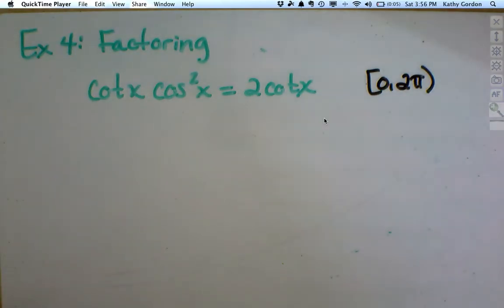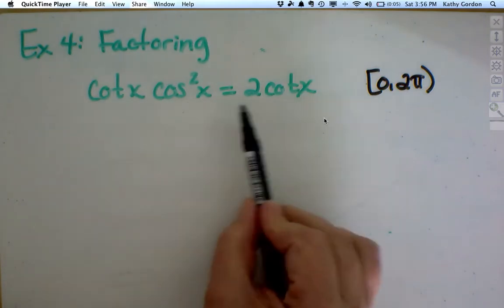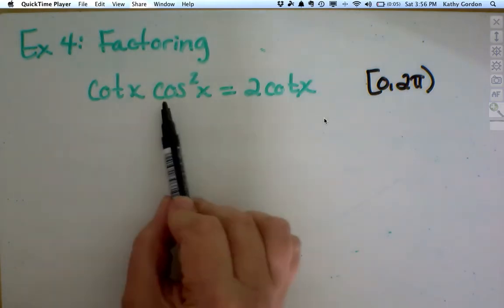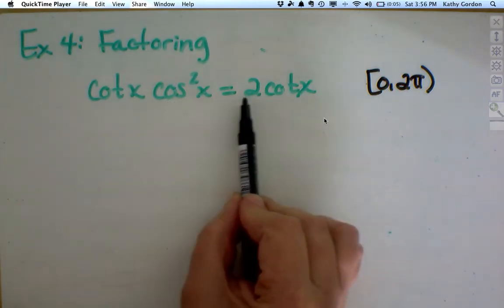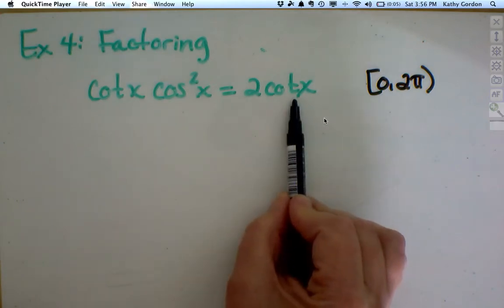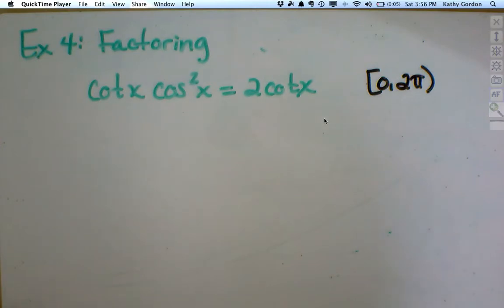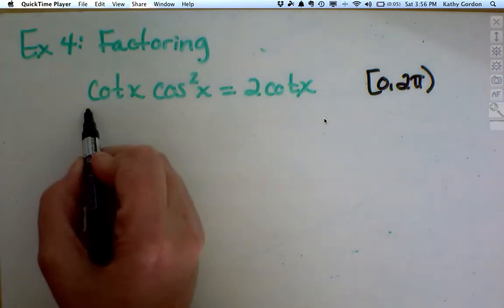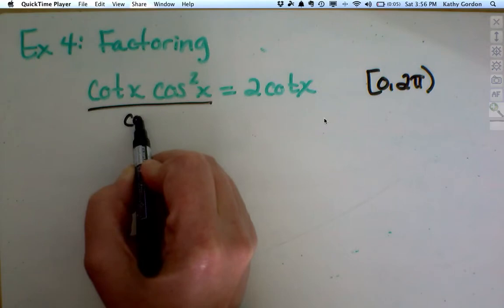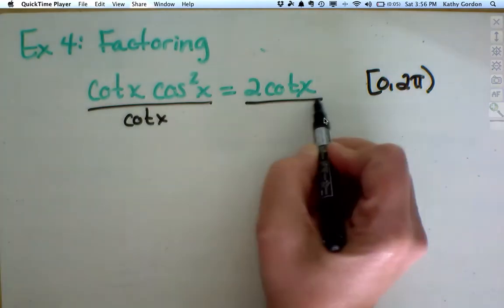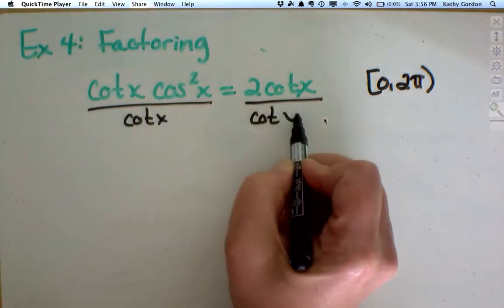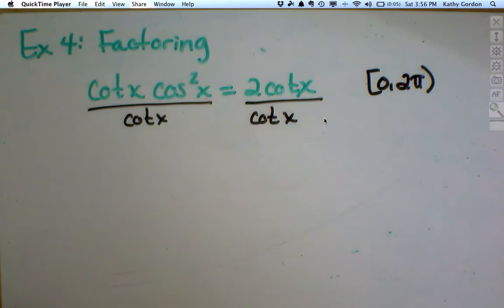Okay, so when you look at both sides of this equation here, where we have cotangent x times cosine squared x equal to 2 cotangent x, what do you think we should do first in order to start solving this equation? Well, a lot of people will look at this and say, oh, I have cotangent x on both sides. Let's just divide that and get rid of it.